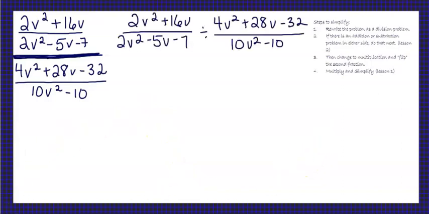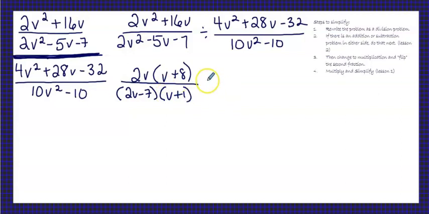Okay, so I wrote it as a division problem, and as I start to write this as a multiplication problem, I'm going to go ahead and start doing some factoring. On this one, I'm going to take out a 2v as a greatest common factor. And then this one on the bottom, I'm going to tell you what the factors would be, but you would have to split that middle term to factor this. This would be 2v minus 7 times v plus 1. So just to save some time.